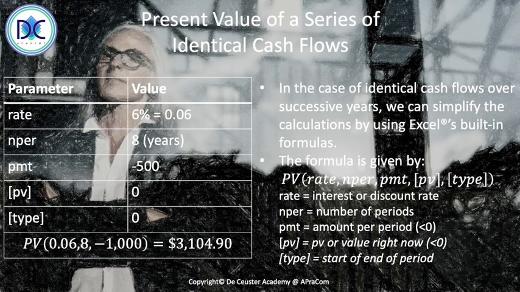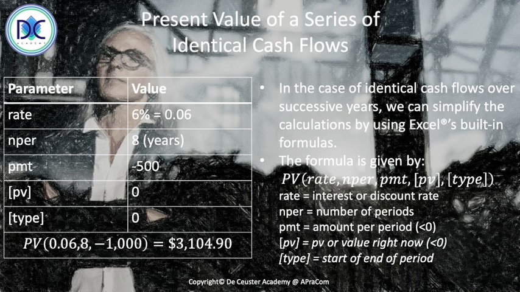So we have here the rate, which is 6%. The number of periods is 8 years. The PMT is minus 500, so these are the monthly payments. We don't have a present value, and the type is at the start of the period. So we find the PV here. We have in fact the 6% divided by 12, which gives us 0.5%. We have 10 periods, and the PMT is minus 500, which gives us 3,104.9 as a final result.